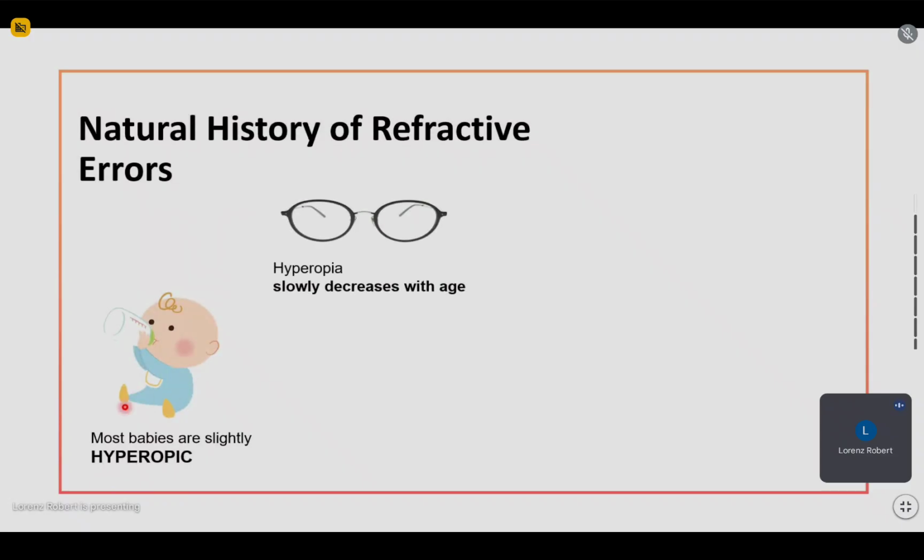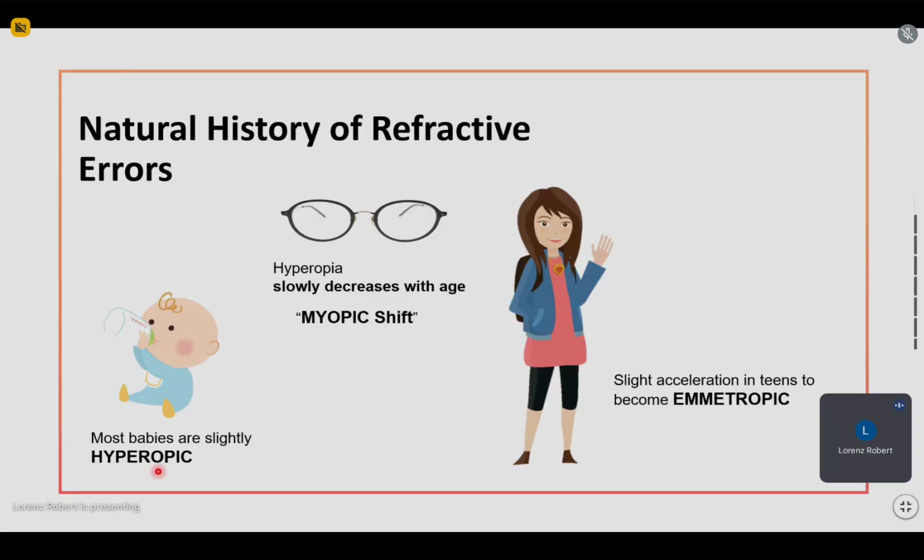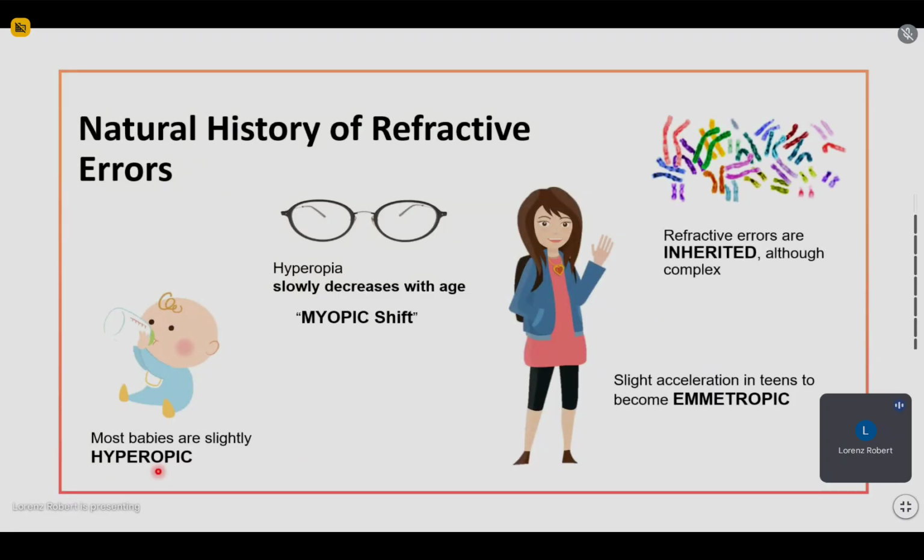In children, most babies are hyperopic. Why? Because their eyeballs are shorter. As we age, the hyperopia decreases. That's what we call the myopic shift. In the teenage years, usually around 17 to 18, there's an acceleration of this myopic shift, and eventually adults are emmetropic. Most errors are inherited, but there's no one factor that is responsible for refractive errors.